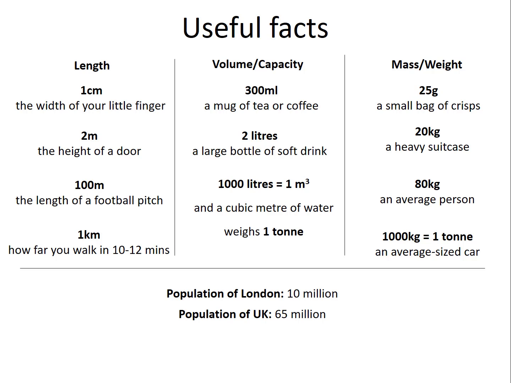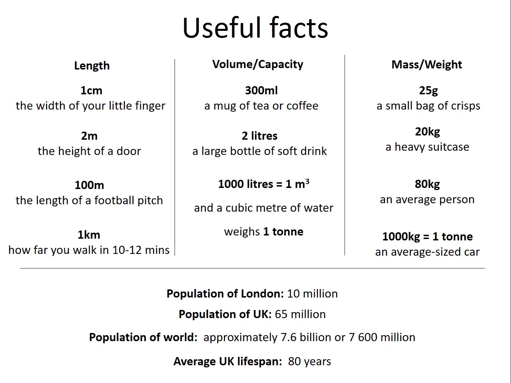The population of the world is about 7.6 billion. That's 7,600 million. And finally, the average lifespan of someone in the UK is about 80 years. In fact, it's a little bit more than that. You might find it useful to keep this screen in front of you, as it contains some useful information that will help you answer the questions you have been set.